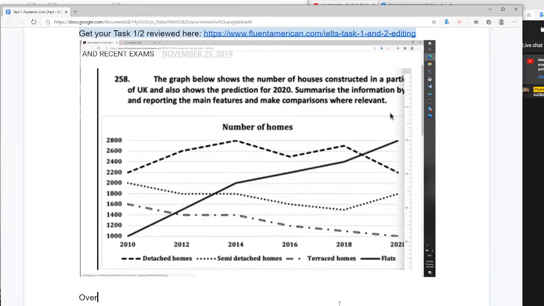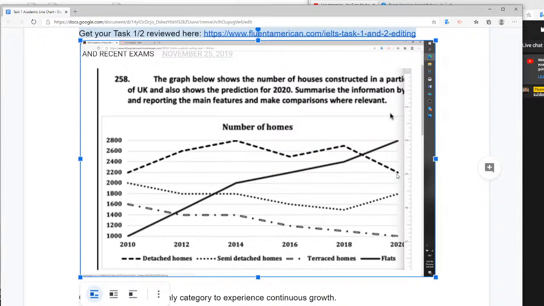Quick way. So for instance, overall, flats were the only category to experience continuous growth. What else do we see? Well, detached homes were about 2,200. They finished with 2,200, so they even out. Meanwhile, semi-detached homes decreased, and our last category, terraced homes, also decreased.